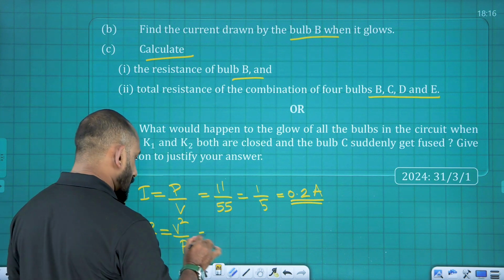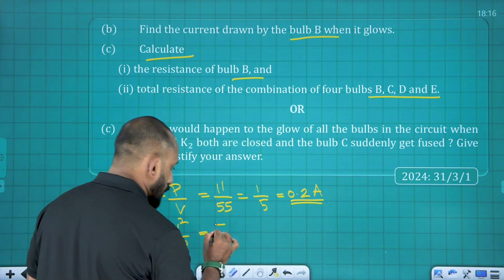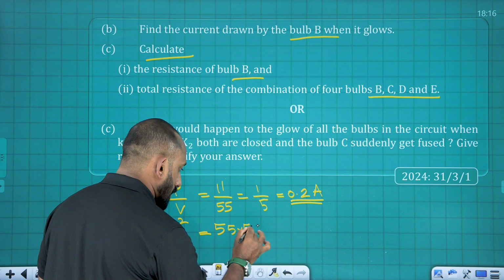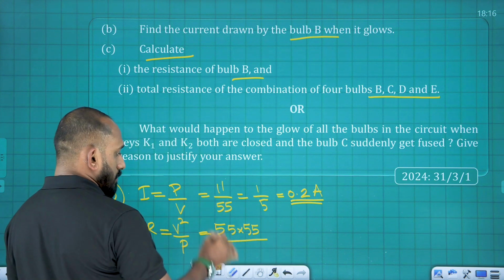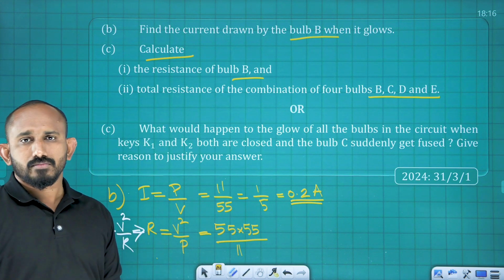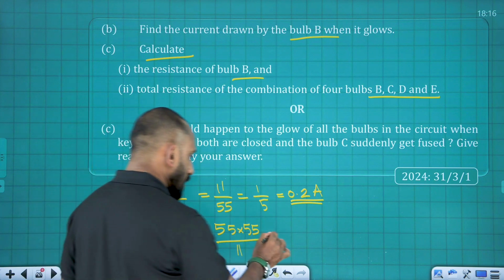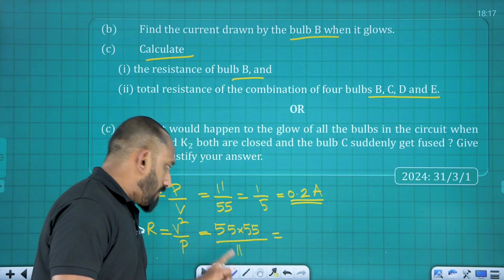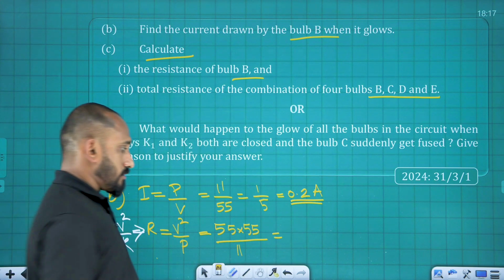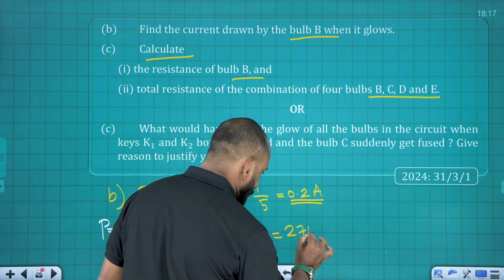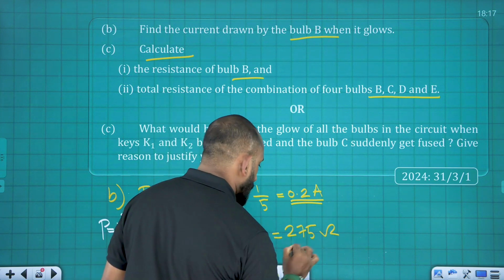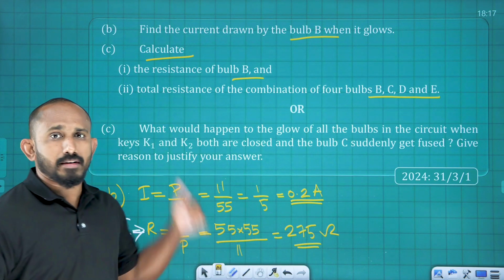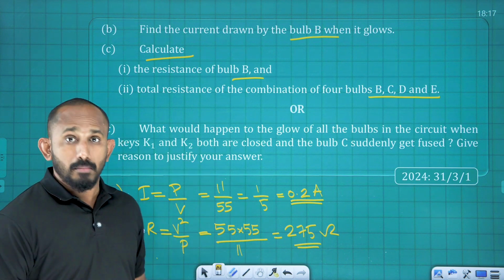So V is how much? 55. So 55 into 55 by P. Power is 11. So its resistance will be 55 by 11, which is 5, 5 into 55, that is 275 ohm. That much ohm is the resistance of bulb B.